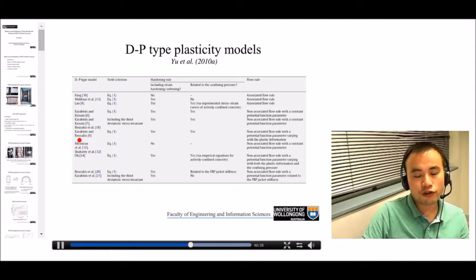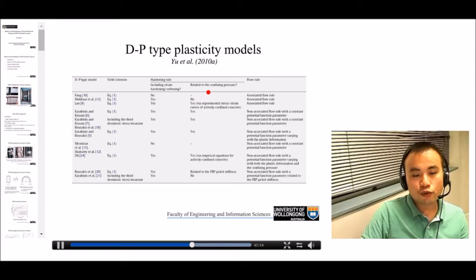Alright, that's the first thing, which is the yield criterion. Now let's look at the hardening rule. For the hardening rule, the first question is whether you include a hardening rule or not. In most existing studies, the answer is yes, they use a hardening rule. But a few studies didn't include one. We'll see whether this makes sense for some particular conditions.